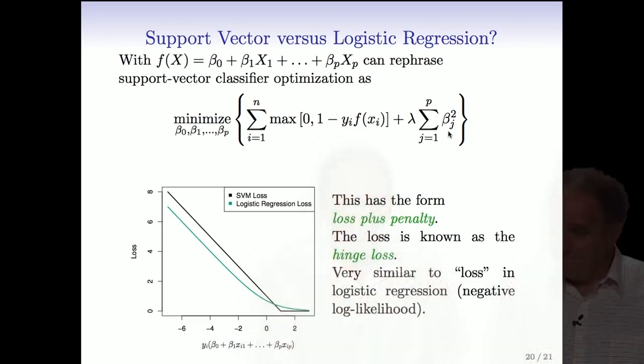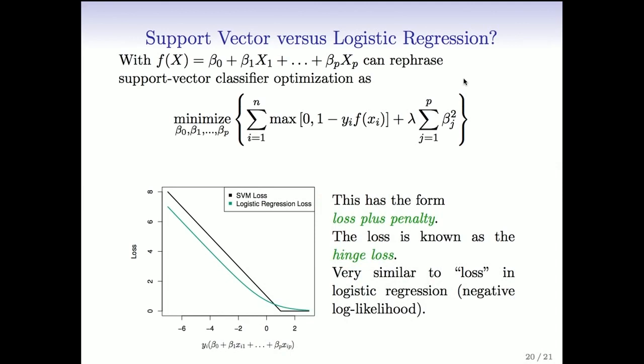Of course, with logistic regression, we also fit a linear function, so the function looks the same. Remember there, the linear function was the logit of the probability of class 1 versus class -1 in this case. For logistic regression, we could have a log likelihood plus a ridge penalty. And the log likelihood is given by this green curve over here. And you'll notice it looks very similar.